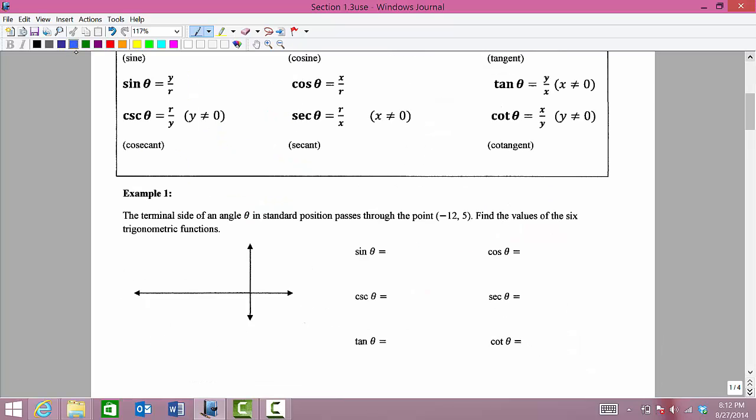In our first example, we want to find the 6 values of the trigonometric functions if we have an angle theta in standard position where the terminal side of that angle passes through the point -12, 5. So we'll say that this would be our x value of -12 and this would be our y value of 5. If we have an angle in standard position, that means that we have our vertex at the origin and our initial side would lay on the positive x-axis. And we want our terminal side to pass through the point -12, 5.